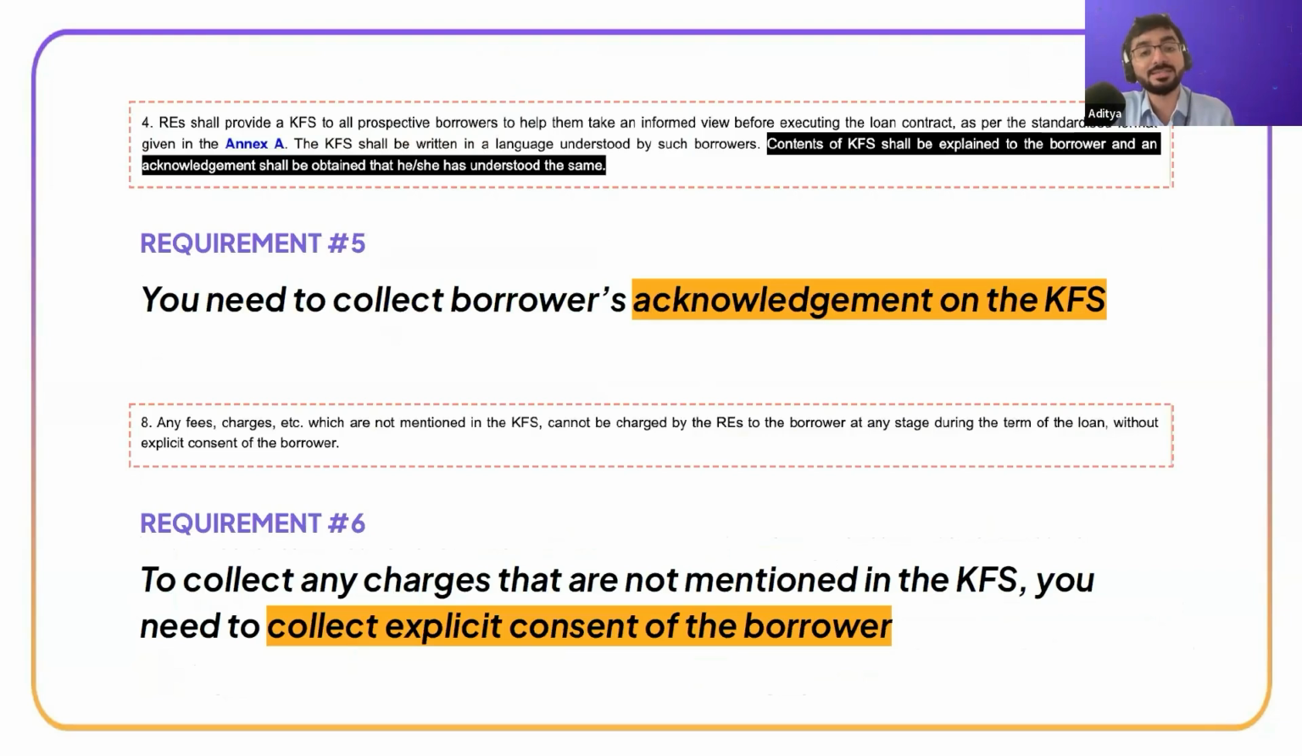Let's look at requirements 5 and 6, right? Because we assumed that there will be an eSign involved. Why exactly did we do this? That's because of requirements 5 and 6. In requirements 5 and 6, what does it say? Requirement 5 says the KFS must be explained to the borrower and the lender will need to obtain acknowledgement from the borrower. And requirement 6 says that for charges that are changed during the term of the loan, you will need an explicit consent from the borrower to consent to this revision of charges. So one, when you're initiating the loan, the KFS will need an acknowledgement. And two, when you're modifying terms of the loan, you will need an explicit consent.